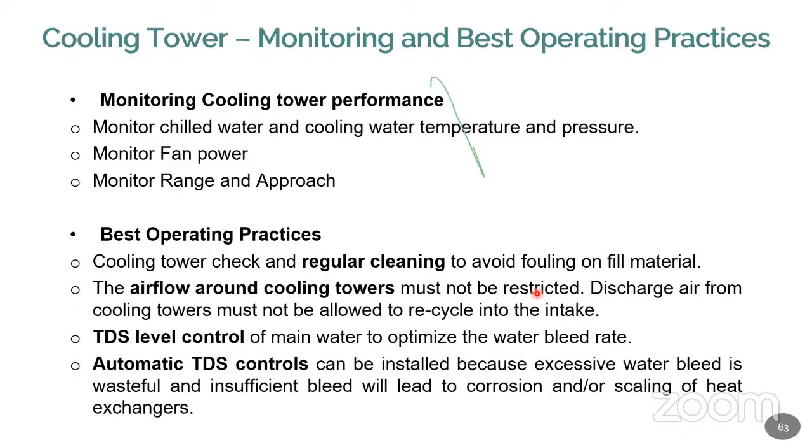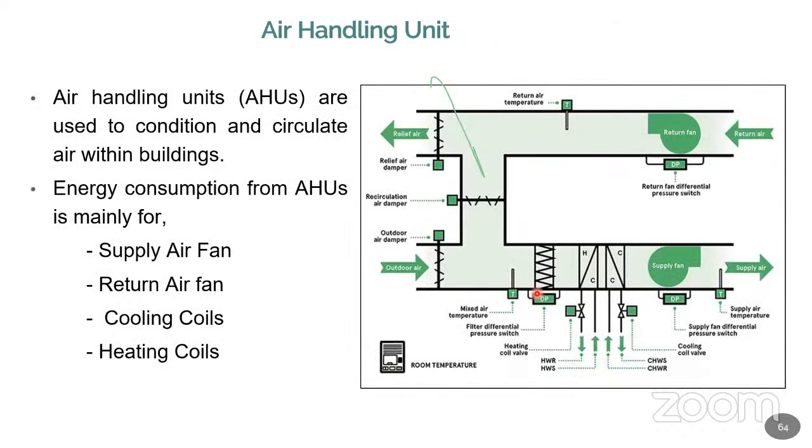Similarly, the air around the cooling tower must not be restricted, and you need a proper circulation of the air. Water level is also very important, because whatever water you use should be quality water for your chiller application, with proper TDS measurement. Automatic TDS measurement also gives very good water quality. That also reduces your scale formation and improves your heat transfer efficiency.